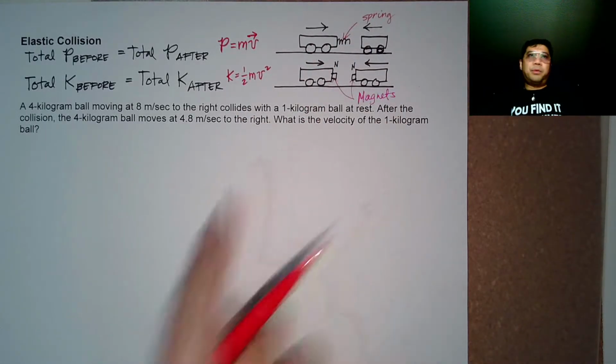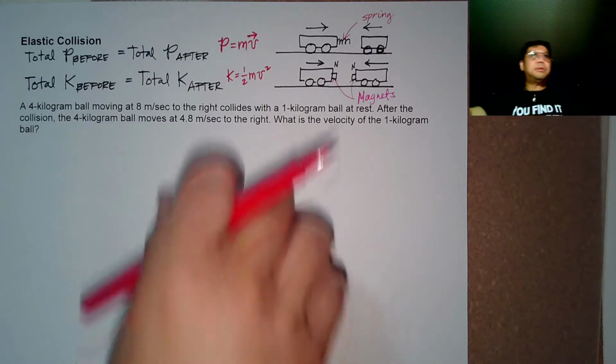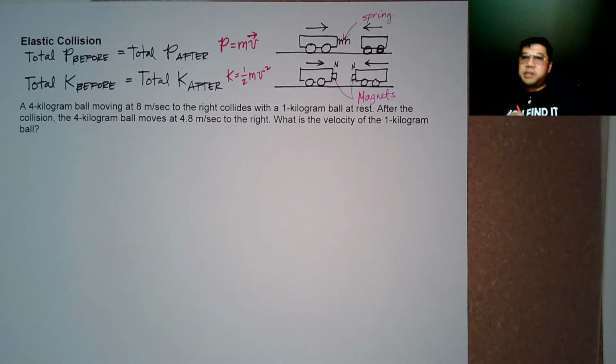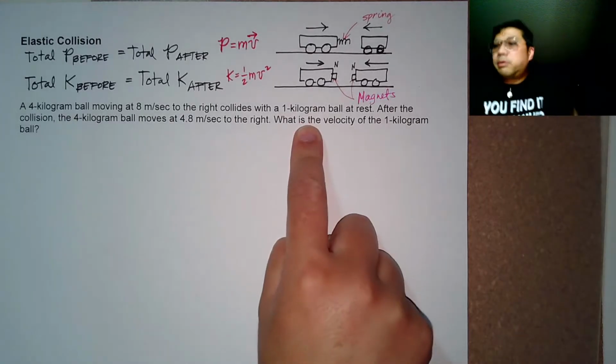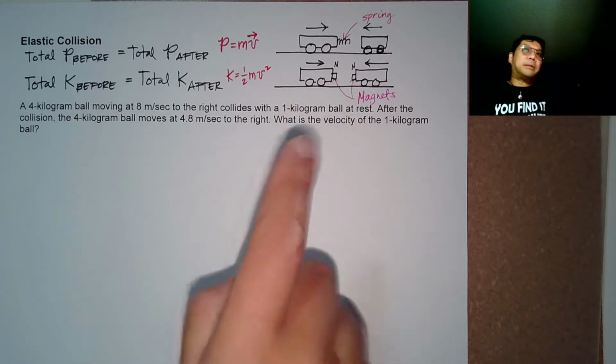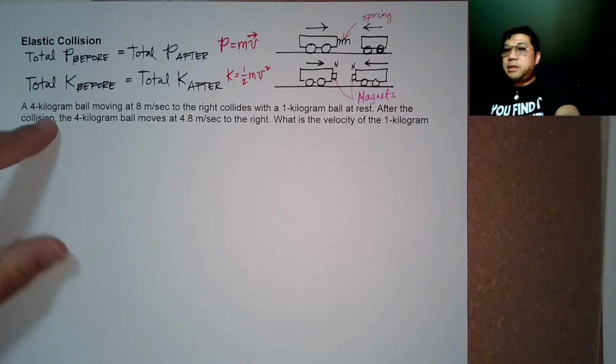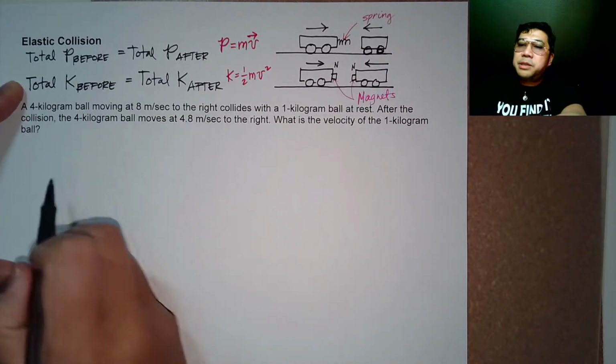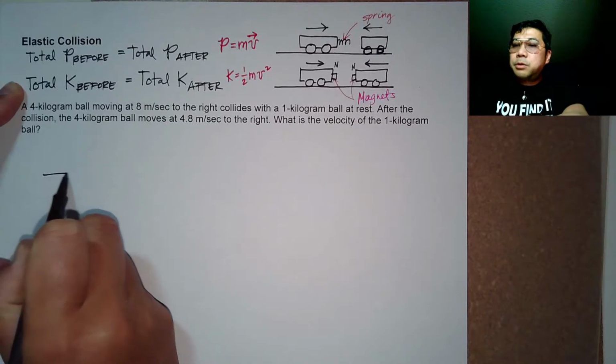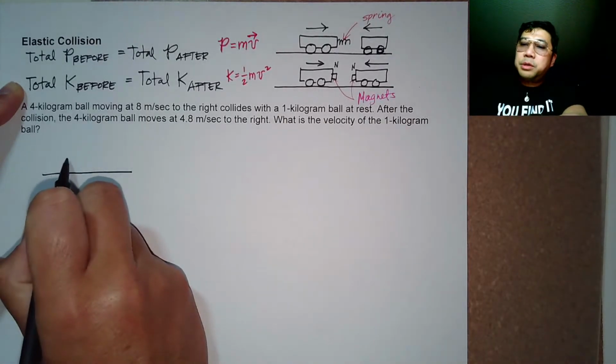The best way for us to understand this is to go over an example. In this example, we have a 4-kilogram ball moving at 8 meters per second to the right, which collides with a 1-kilogram ball at rest. So there are two balls. One of them is 4 kilograms in mass and it's moving to the right at 8 meters per second. Let's draw a diagram. The first thing we should do is draw a diagram.